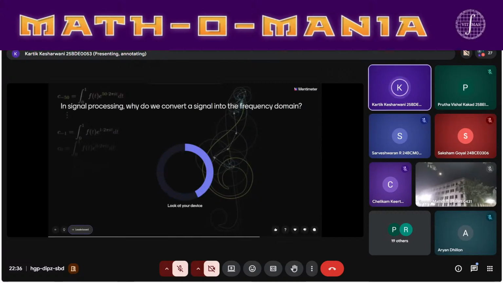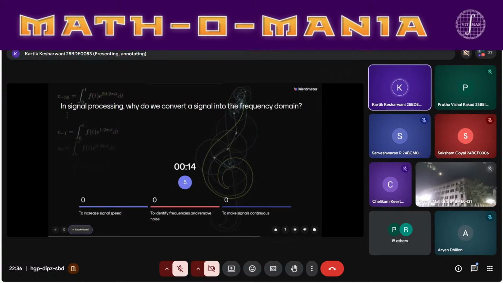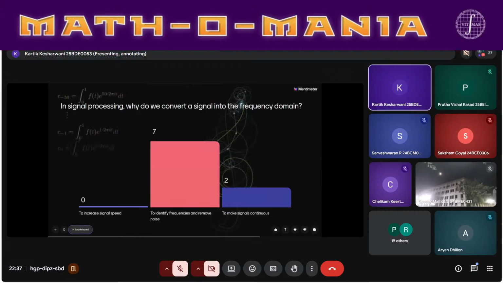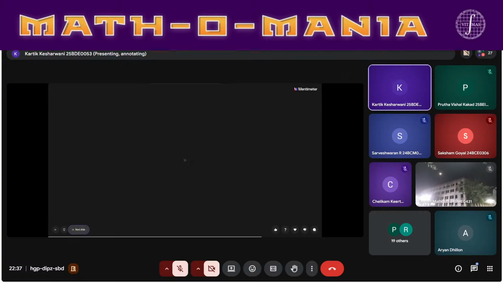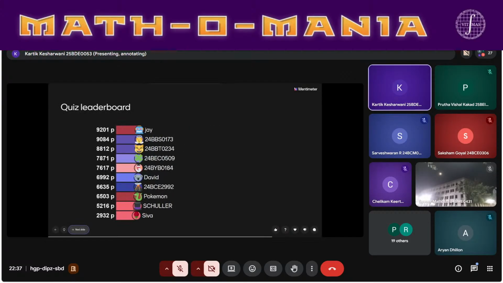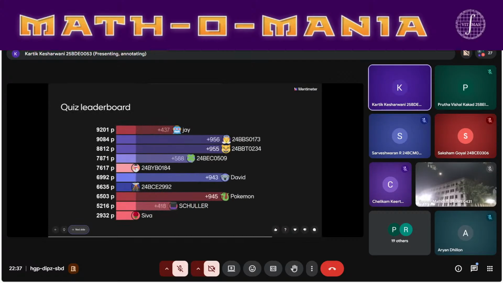In signal processing, why do we convert a signal into the frequency domain? To increase signal speed, to identify frequency and remove noise, to make signal continuous. The right answer is to identify frequency and remove noise. The leaderboard.